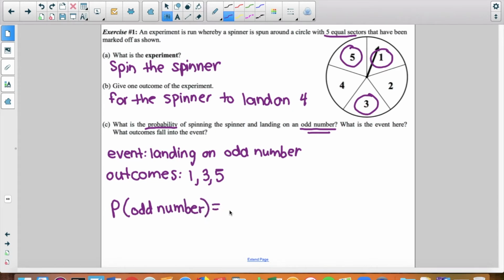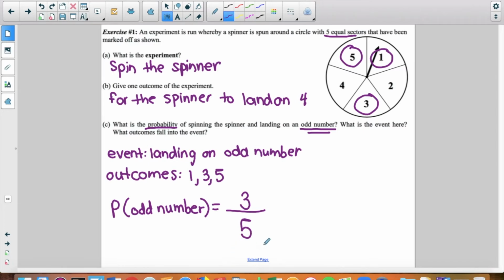Okay, so remember, it's your favorable outcomes over your total outcomes. Now, our favorable, we want either a 1, a 3, or a 5. There's only 3 numbers there. So 3 is going to go on the top. Our total outcomes, there are 5 spaces on the spinner. So that is going to be a 5 because there are 5 spaces.